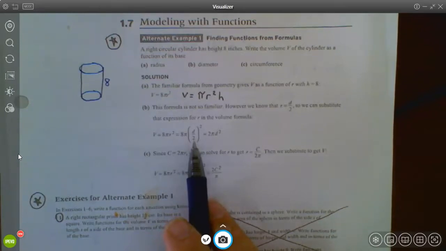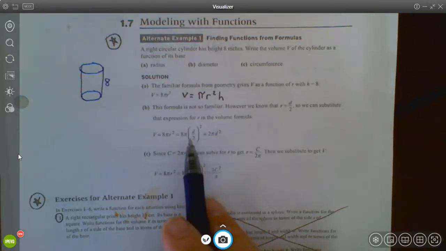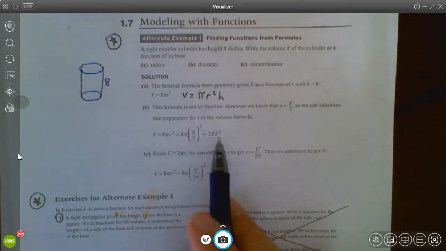So here's what it would look like now. And of course you can simplify that. So what they did was they took the 2 squared that's on bottom, so that's 4. That goes into 8 twice. So that's where you get the 2 from. And then you got the d squared right there. So once you simplify it, this is still the volume in terms of its diameter. This is just the simplified version of it. So it's good to simplify when you can.